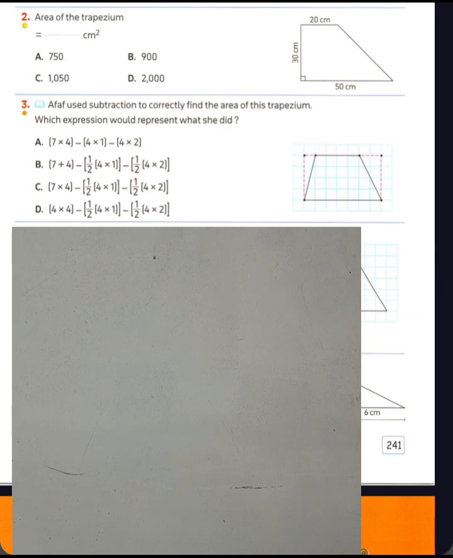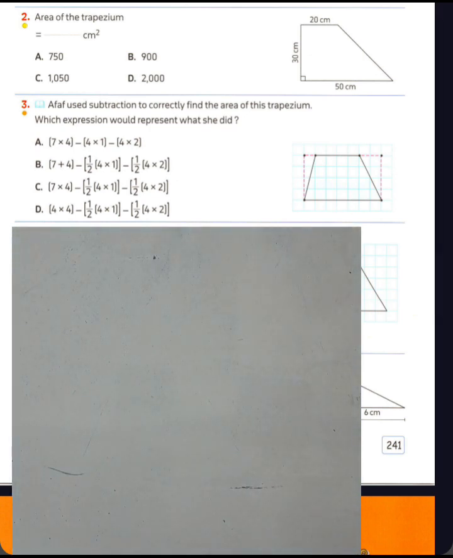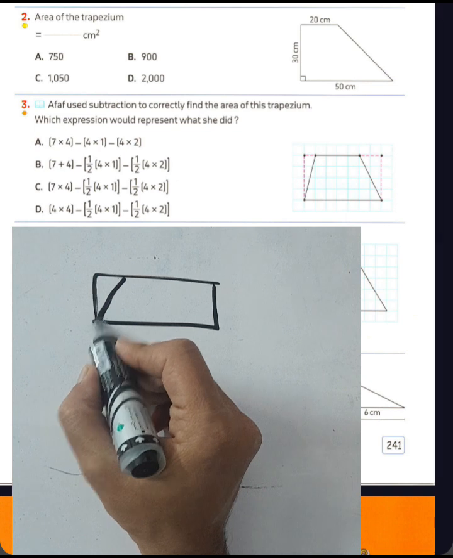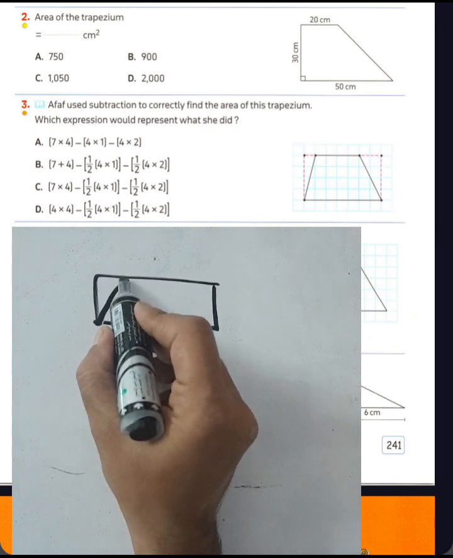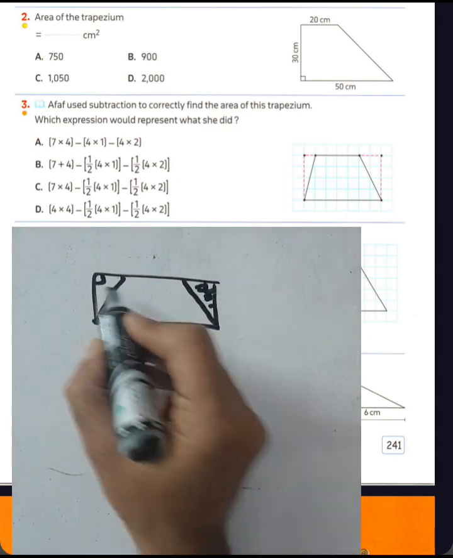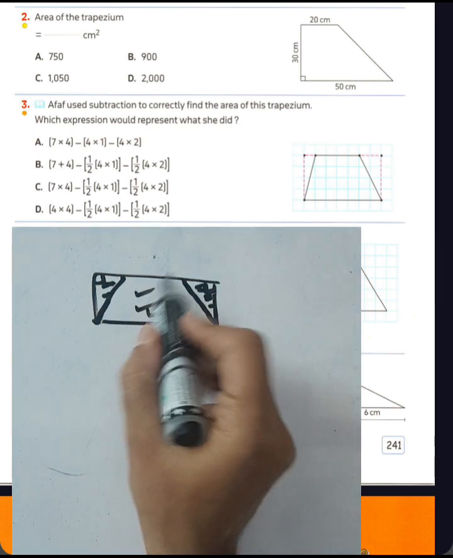Who can tell me? We have a rectangle, and inside it is a trapezium, and he wants to find the area of this trapezium. We can find the area of this rectangle first. First step, find the area of this rectangle, and find the area of the first triangle and the second triangle. Then he subtracts the two parts from this rectangle to find the area of this trapezium.